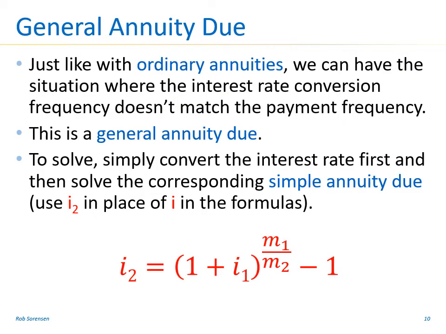We can also have a general annuity due, and that's a case where the interest rate that they give us doesn't match the frequency of our payments. So we call that a general annuity due, and to solve that we're going to do very much the same thing we've done for other general annuities. We're going to convert the interest rate first and then solve the resulting simple annuity due that we end up with, and we're going to use our formula for I2 that we've learned previously.